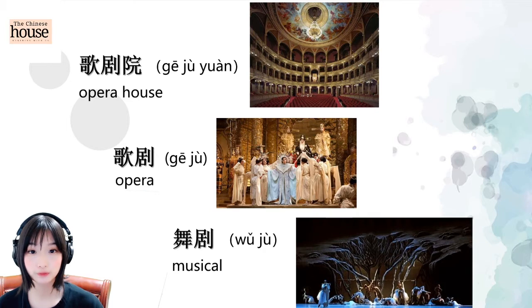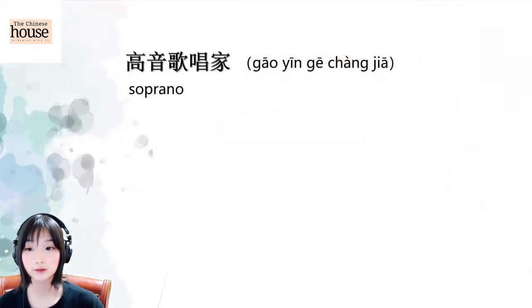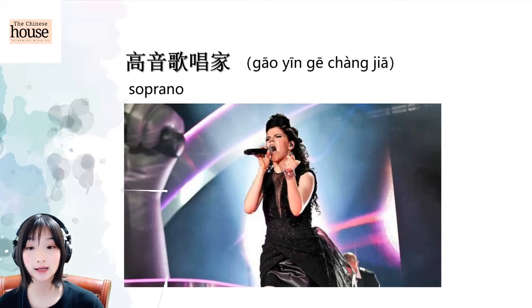舞剧, 舞, third tone, 剧, fourth tone. Or 音乐剧, we have learned 音乐, which means music, before. 音乐剧, both are okay. And then we have soprano, 高音歌唱家. 高, which means high, 音, which means tune, 歌唱家, which means singer.